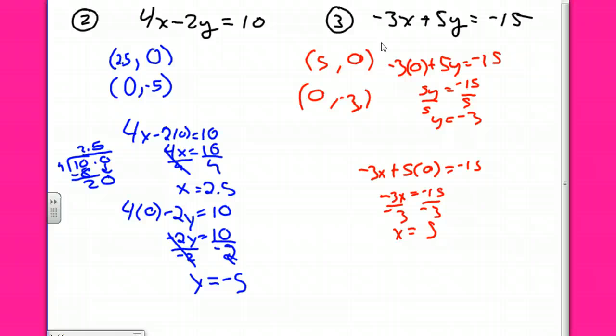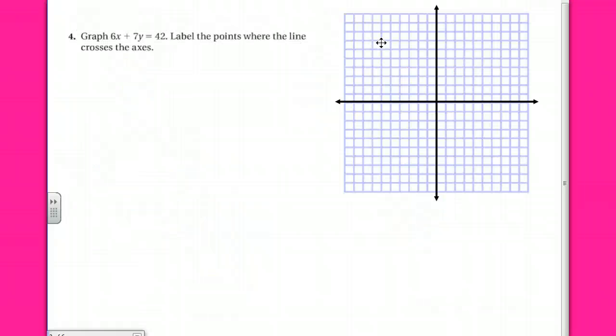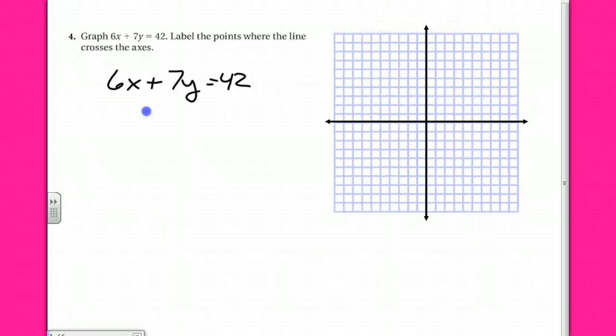So we're going to use this now to take it the next step, and that is you find the intercepts, and how many points do you need to draw a line? 2. Only 2, right? So we'll plot those 2, and we'll draw the graph, okay? We'll use them for graphing. So let's graph 6x plus 7y equals 42. 6x plus 7y equals 42. And we're using intercepts to do this.